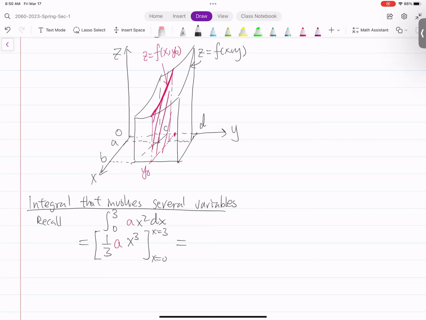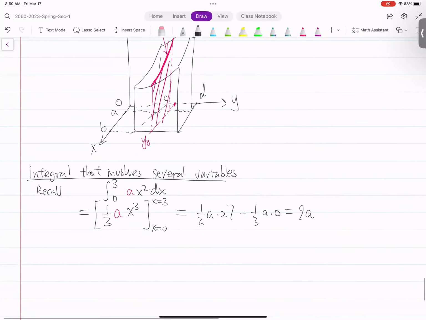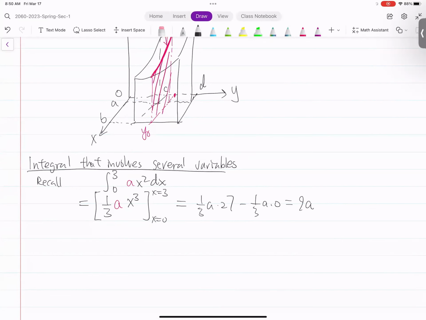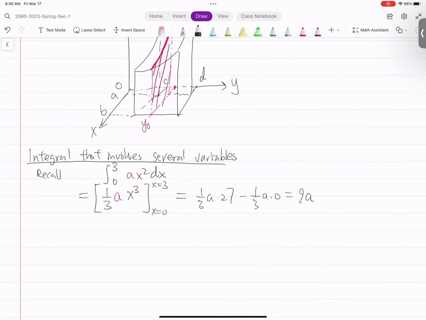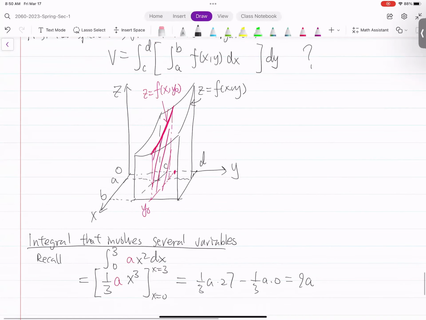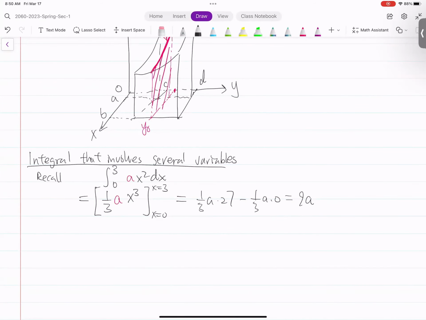Okay? So here this is x. If you plug in, this is 1/3 a times 27 minus 1/3 a times 0, which gives you 9a. I'm going to mention that if you change a to be just the variable y, in our particular situation we are integrating with respect to x, and y is treated as a constant. So it's going to be the same thing.